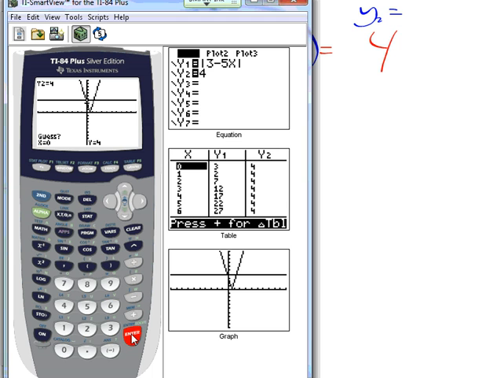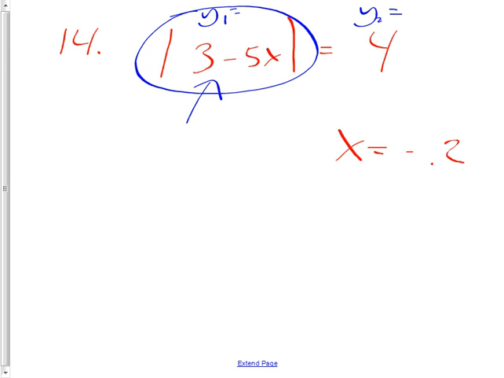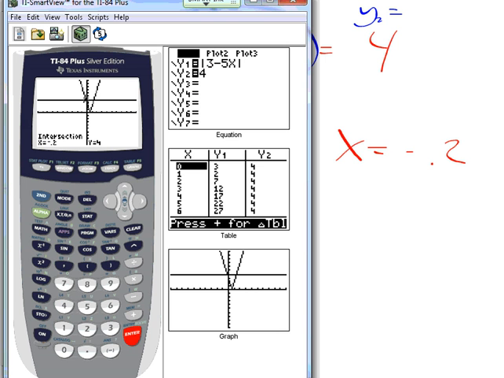And now, of the two lines, I'm going to see where this one crosses, so I'm just going to move it closer to where they cross, and it guesses, and it's about negative 0.21, and it's actually negative 0.2. Remember, it's always the x of it that we want. We already knew the y was 4. That was given. So x equals negative 0.2 is one of my answers.